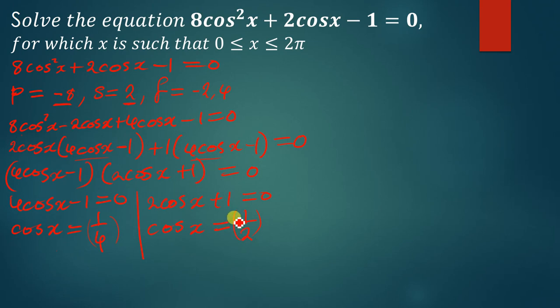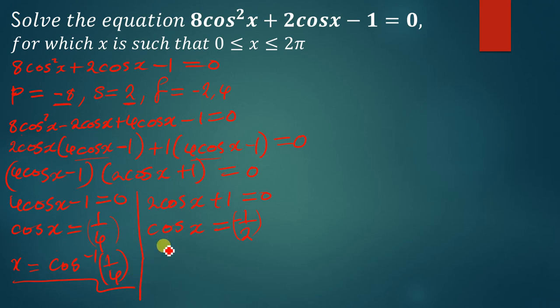Of course we have to take into consideration the quadrants, but looking at what we have here, which is 1 over 4, if we say x is equal to cos inverse of 1 over 4, if you don't have a calculator, you can't solve it. So if calculators are not allowed in your exam, this one you can just leave it here.